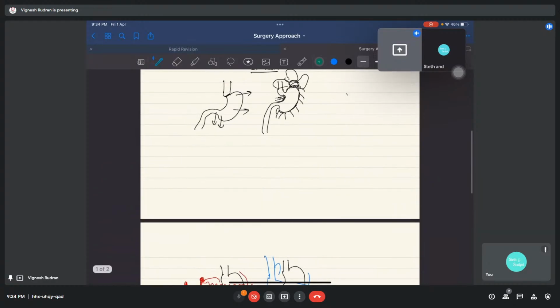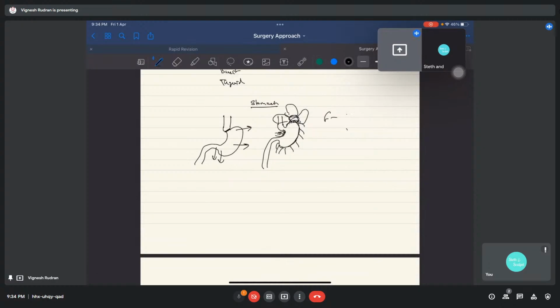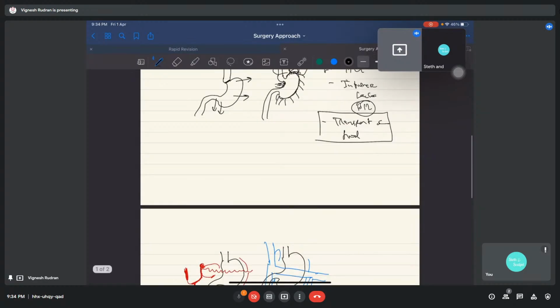Okay. Now, what are the functions of the stomach? The functions are going to be HCl production, and then intrinsic factor. This is helpful for B12 absorption. Okay, and then transport of food. This is an important function because this is important in case of gastric outlet obstructions. So this is how much you need to remember for this.